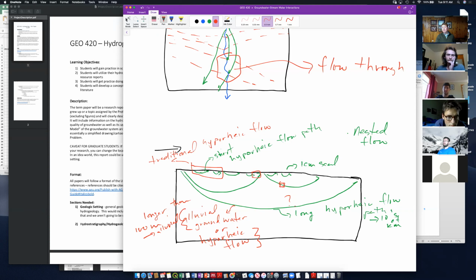I agree. Agreed. The question is, what's the scale then? Is there some magical flow path length? Is it 100 meters? Or is it 200 meters? Or is it 1 kilometer? Where do you draw the line that it's groundwater versus hyporheic water?